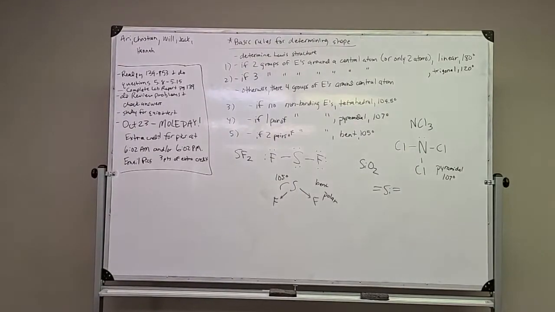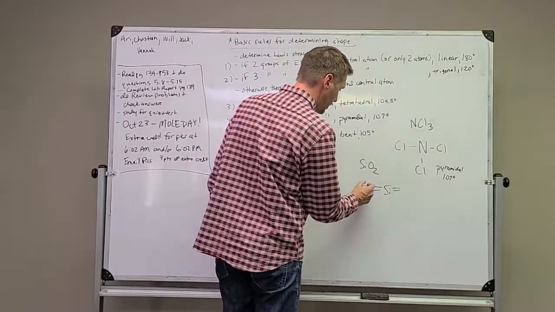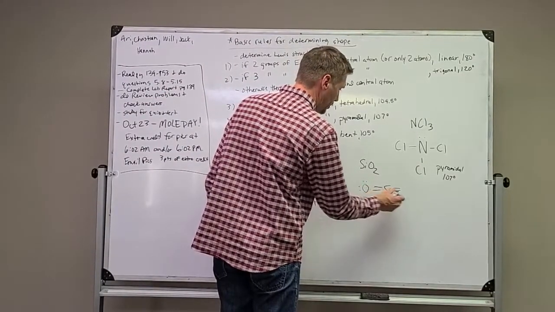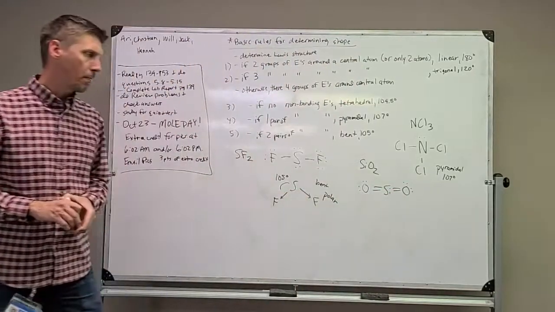No, wait a minute, it's in 4A. It needs 4, sorry. It's in 4, that's what makes it our central angle. And then O is out here, so what's going to happen is you're going to have 2 double covalent bonds like that.